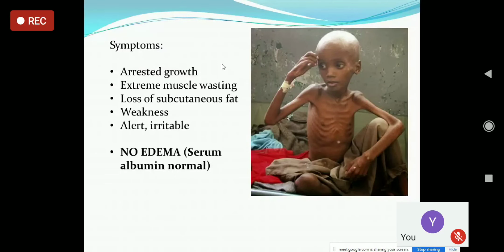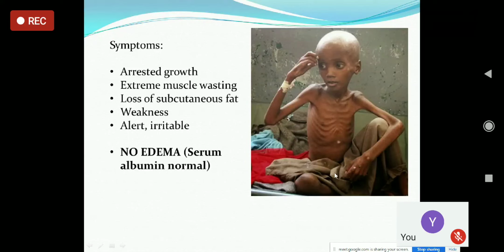Symptoms: growth is stopped, arrested growth, extreme muscle wasting, loss of subcutaneous fat, weakness. The children are alert and irritable. So this is one of the differences. In kwashiorkor, the baby is dull or apathetic also. But in marasmus, they are alert and irritable. In kwashiorkor, there is edema present, swelling. But in marasmus, these babies are wasting.